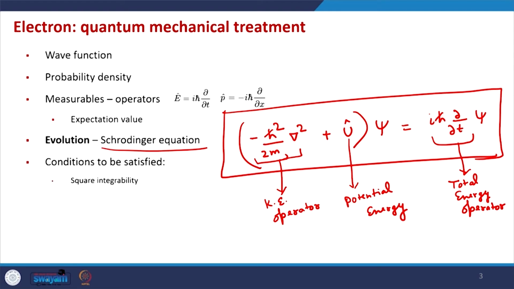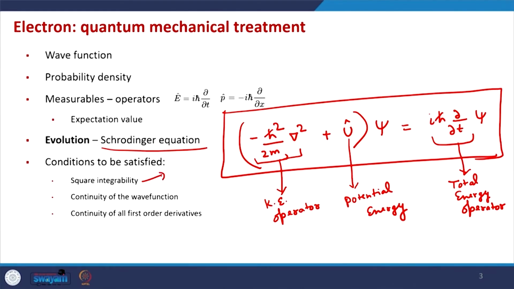Now, we have the wave function, which basically contains all the information about the system. We have the probability density corresponding to that particle, which gives us a physical sense of where the particle is more likely to be found. We have measurable operators, by which we can measure physical parameters of a system. We have an evolution equation corresponding to a system, which is the Schrodinger equation, and finally we have a few conditions that this wave function needs to satisfy in order to be a valid quantum mechanical wave function. So, the first condition that it needs to satisfy is the square integrability of the wave function.